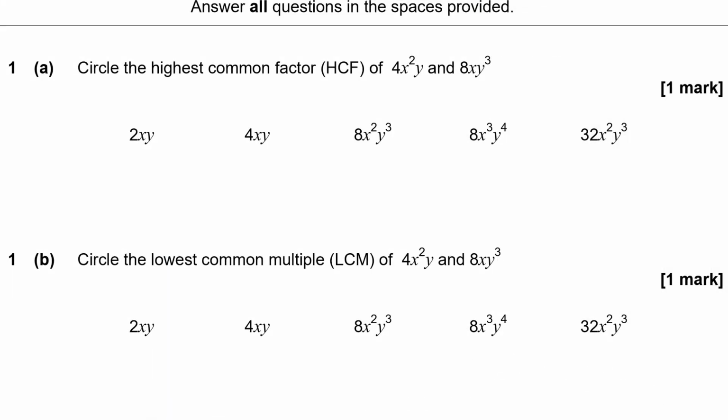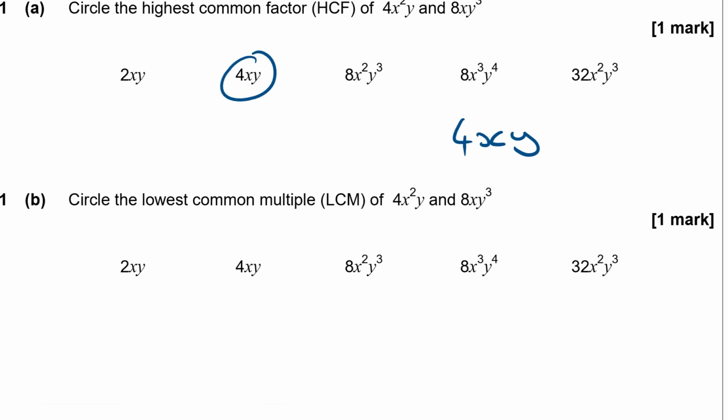Question 1a. Circle the highest common factor, HCF, of 4x squared y and 8xy cubed. Okay, so what we need to do here is pull out every factor that appears in both expressions. Now I've got 4 and 8 in my expression, so 4 is common to both, so I'm going to pull out a 4. I've got an x squared in one and an x in the other, so x is common to both. And I've got y in the first and y cubed in the second, so y is common to both. So my answer is 4xy.